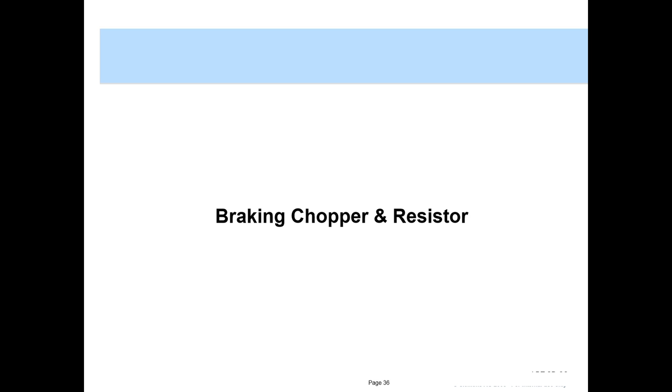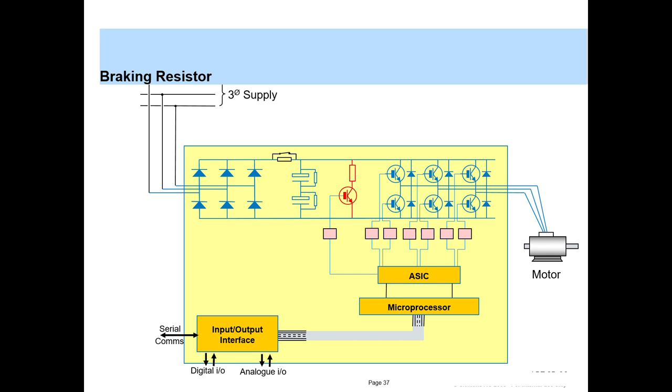Braking chopper and resistor. This is basically required when we have regenerated power from the motor. So when you have to stop the motor, or whenever you have power which is regenerated from the motor, it is fed back to this DC link. So we have a resistor in between to absorb this power.